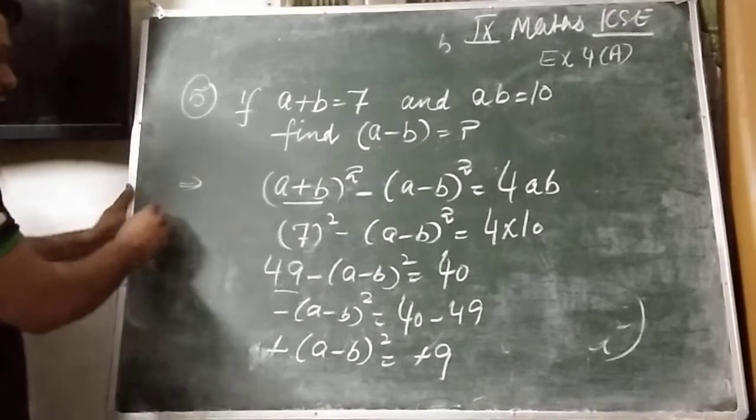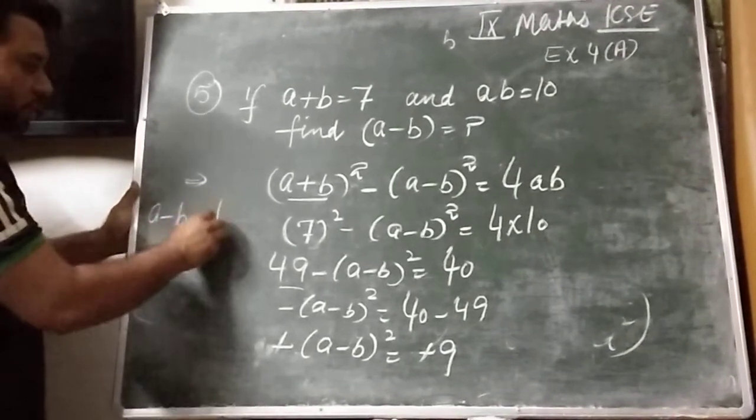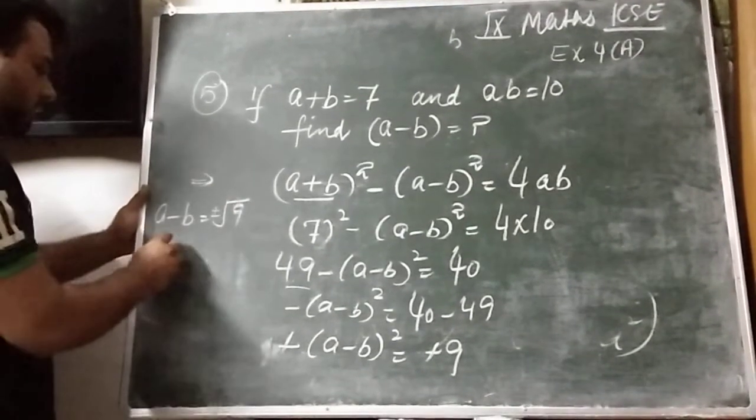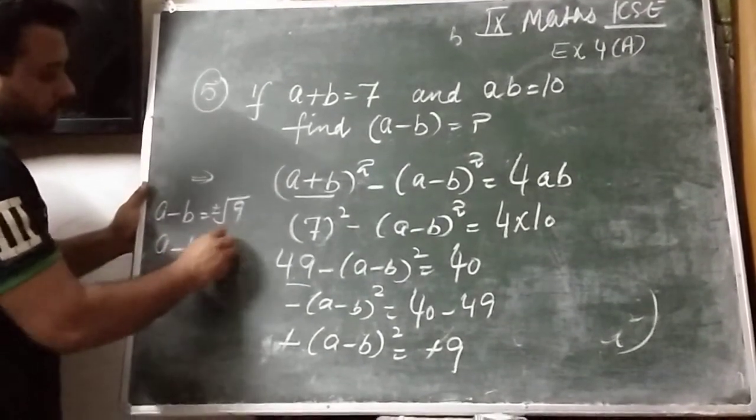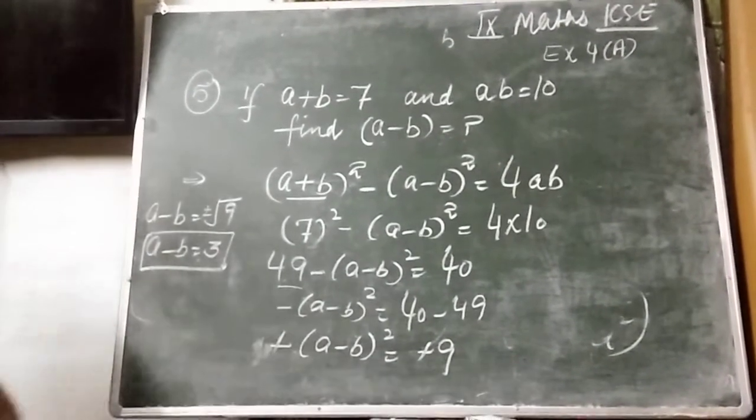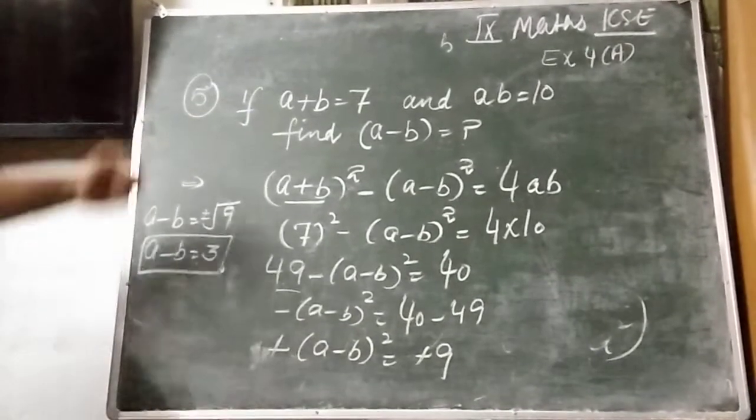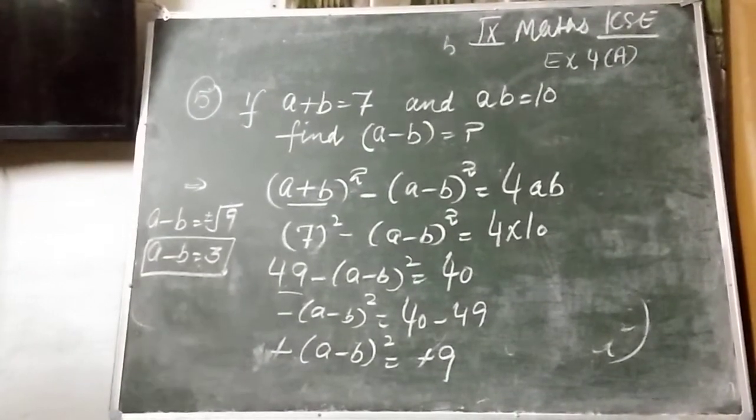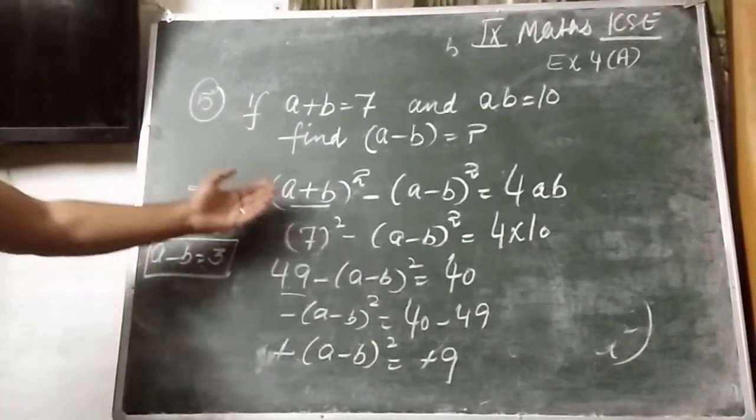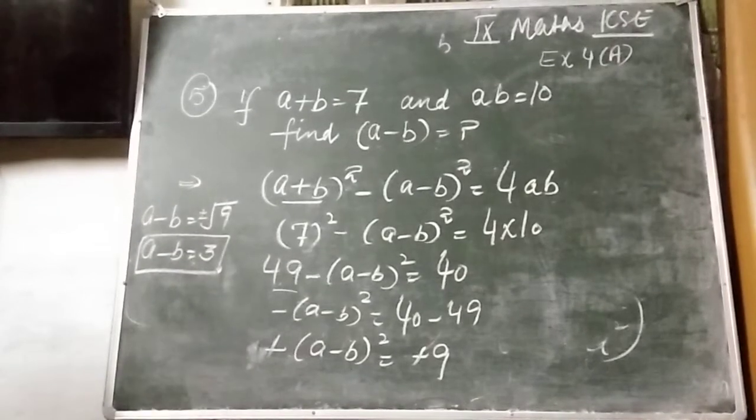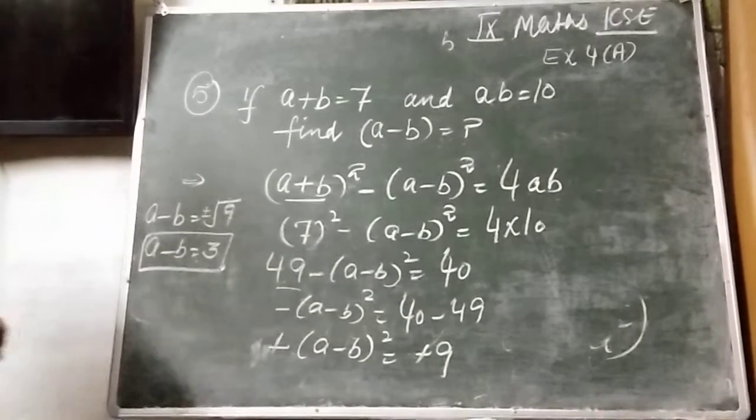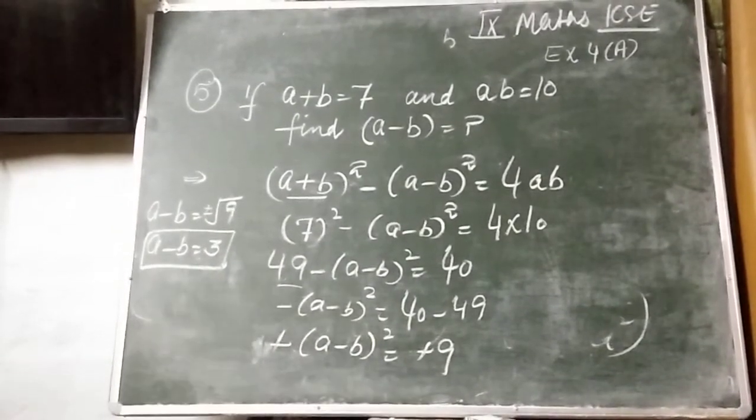The minus cancels, so a minus b equals the square root of 9. Here you can put plus minus. So a minus b equals 3. Like this you can find the value of a minus b. Sometimes they will ask for ab, sometimes they will ask to find a plus b. Two of the three things will be given and you have to find the value of one. You can use this formula or another formula based upon the values given. Students, by the time, just note down this.